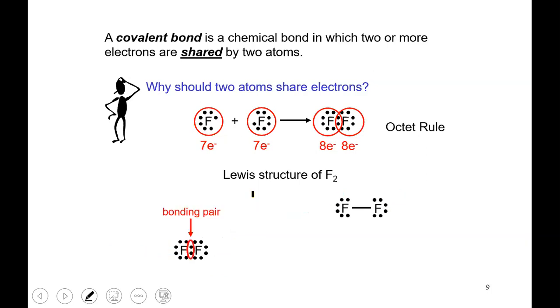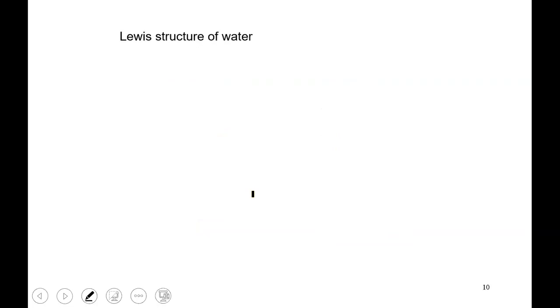And then what we're going to do is that pair that's being shared, called the bonding pair, we're going to represent it as a line. And we're going to say that line is a single covalent bond. So a line in a Lewis structure represents one pair of electrons that's being shared, or in other words, a single covalent bond. Now, it doesn't have to be just 2 atoms. We can put multiple ones.